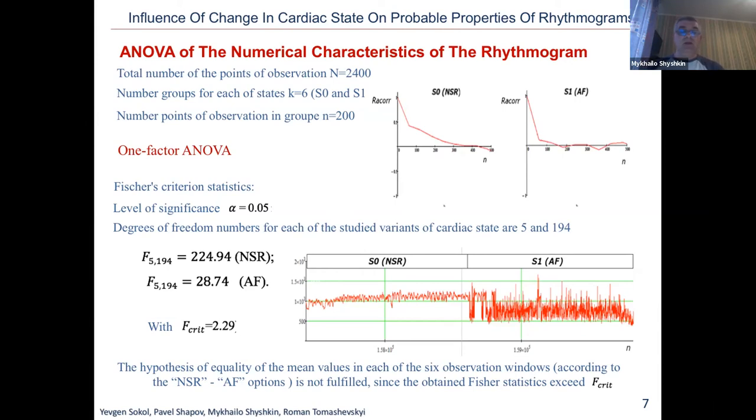Here we can see also that autocorrelation analysis for both states allows us to draw the following conclusions. Regardless of the type of cardiac state, the rhythmogram is an ergodic process. And the autocorrelation function for the normal sinus rhythm is wider than for atrial fibrillation. This means that the spectra of the rhythmogram for normal and atrial fibrillation states have different widths. The minimum allowable observation width in this case should not be less than 200 points, which provides an autocorrelation level not exceeding 0.2.